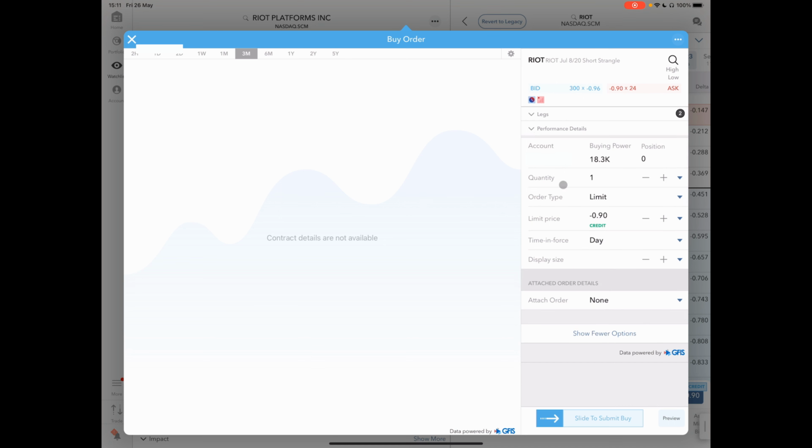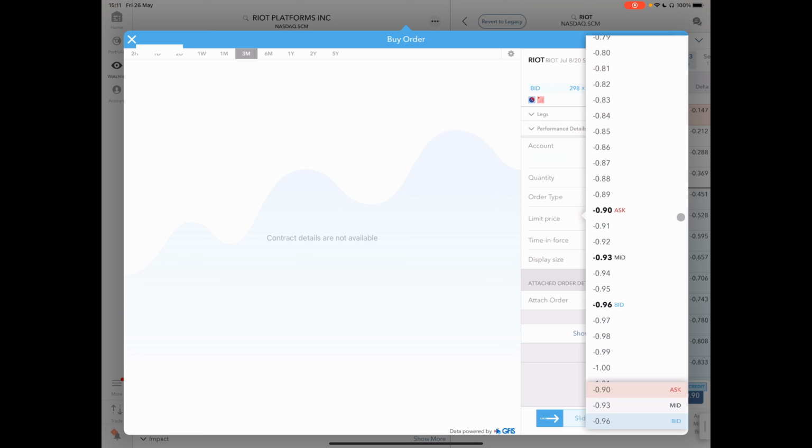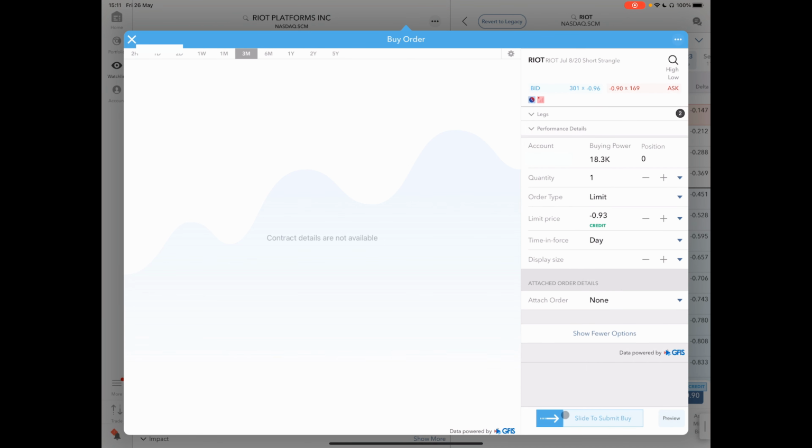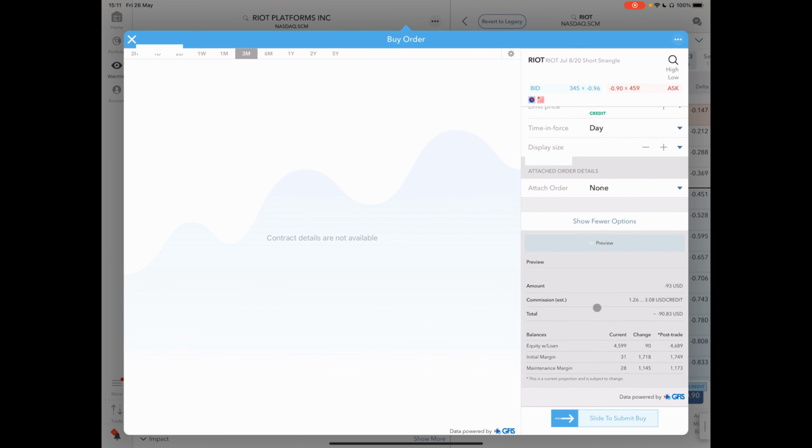And then now what I'm going to do is see what the mid price is. Mid price is at 93. So we'll do that. Now, before I hit select to submit, I'm going to go on preview. And what preview does, this is where it tells me the information on what's going to happen. So my equity to loan, which is my cash plus my portfolio, i.e. the IBKR share, is going to go up by $90, which is the credit. Even though I'm asking for 93, when we take commissions into account, it's around $91.